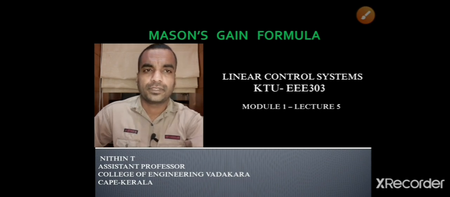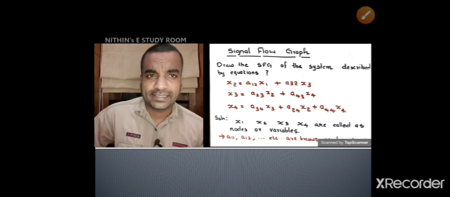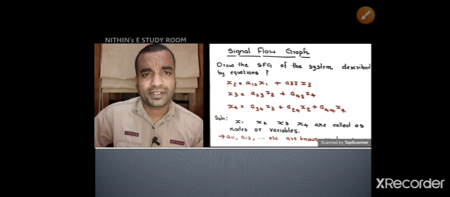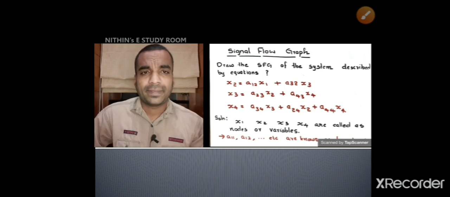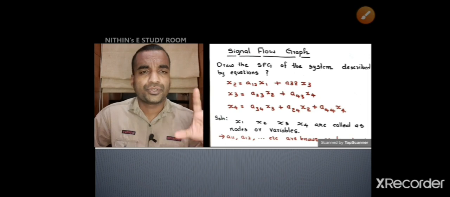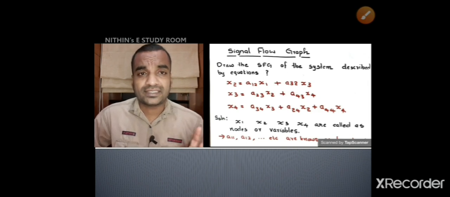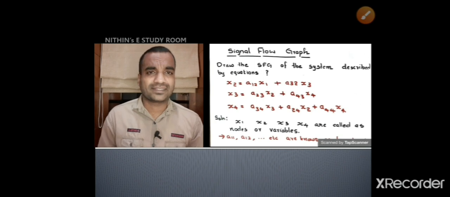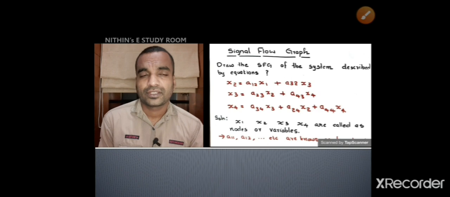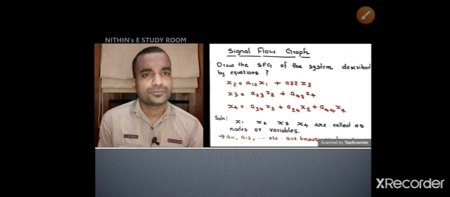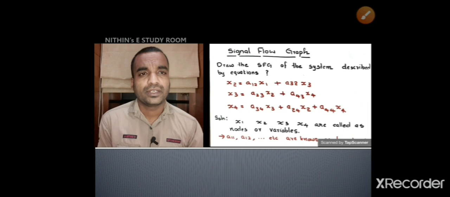Anyhow, we are directly coming to the signal flow graph. So what is the connection between the signal flow graph and Mason's gain formula? Mason's gain formula is used to find the overall gain or transfer function, that is output by input, of a signal flow graph. So before going to Mason's gain formula, we should be aware of the signal flow graph. All such processes can be modeled using mathematical equations.